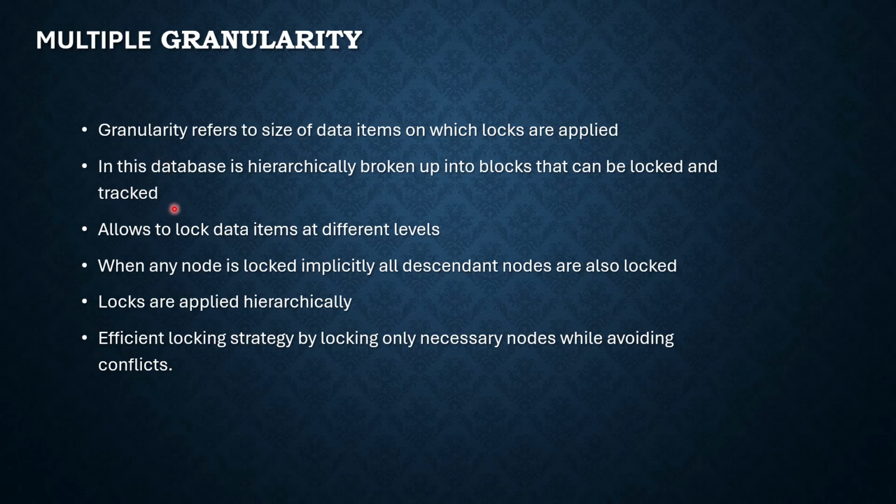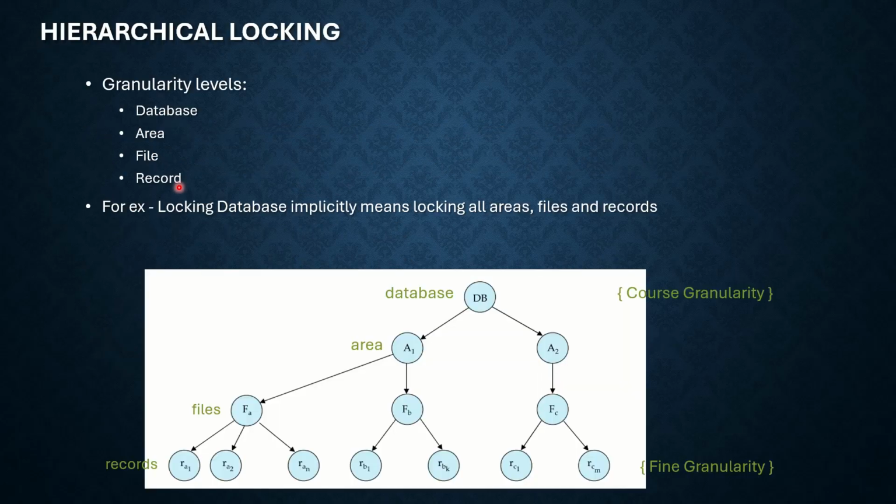In this, we have divided our database hierarchically into blocks that can be locked and tracked. This is a simple breakdown of our database into four levels. The first level is the database itself. Then a database can have many areas. Then each area can have many files, and each file can have many records. In this way, we have broken down the whole database.